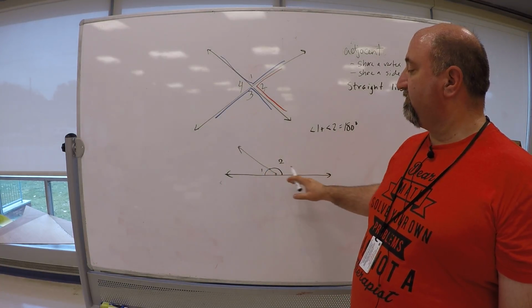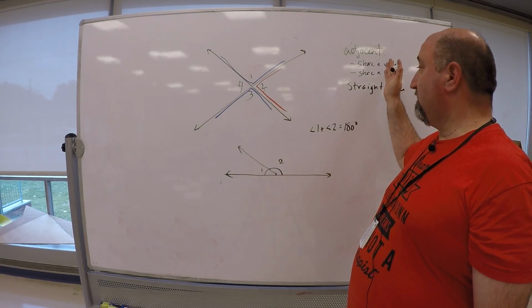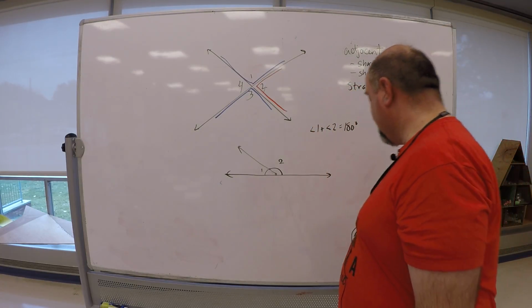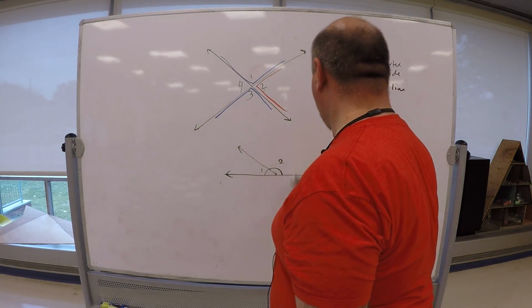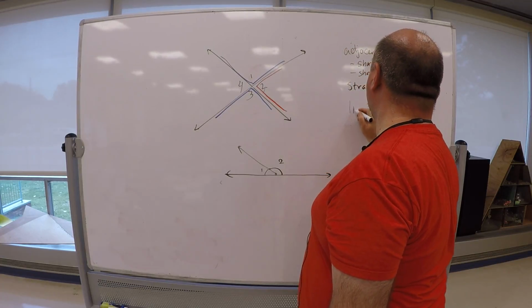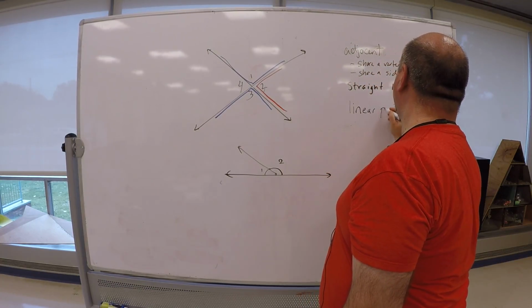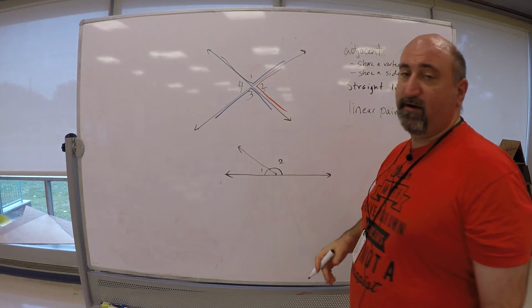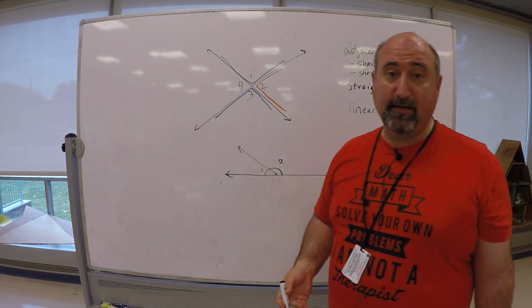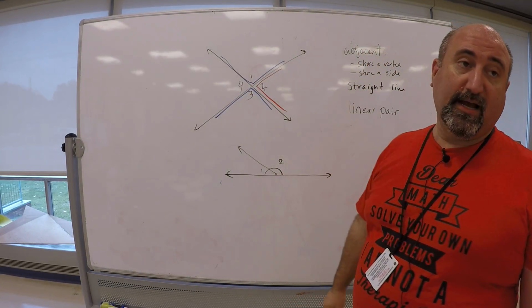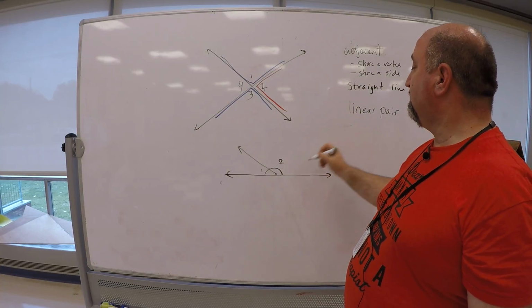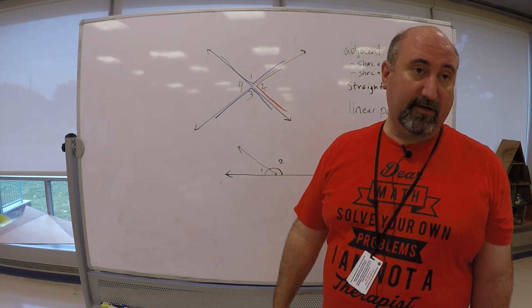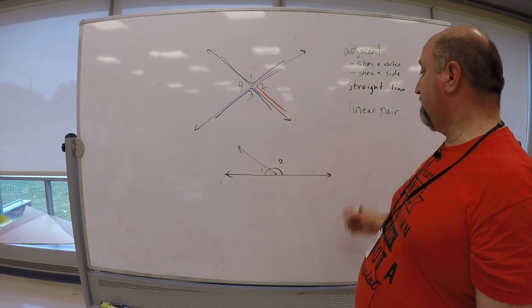In particular, if they are in a line and they are adjacent, then we will say that they are a linear pair. Linear pair. So a linear pair is two angles that form a straight line. They have to be adjacent, and ultimately they have to add up to 180 degrees. All right? That's what makes them a linear pair.